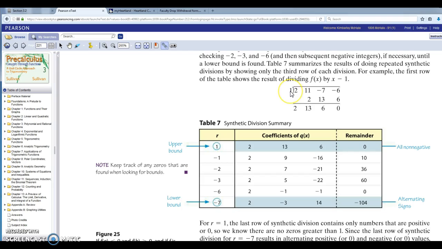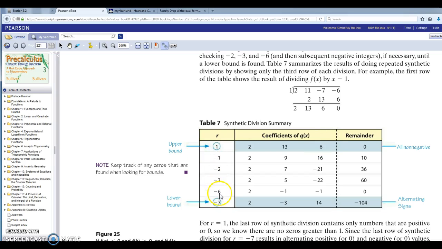So for instance, if I use the synthetic division on 1, I bring that 2 down, and then 2 times 1 is 2, 11 and 2 is 13. 13 times 1 is 13, 13 minus 7 is 6. 6 times 1 is 6, and then I get a 0. All of these are non-negative, which means I have an upper bound of 1. Since I got lucky with that one, I don't need to try 2, 3, and 6.